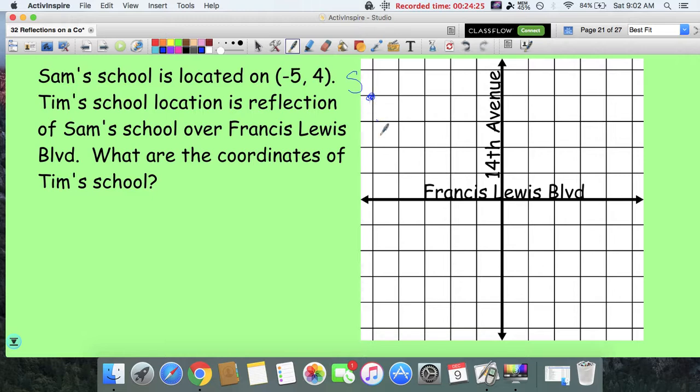So Tim's school is a reflection of Sam's school over Francis Lewis. So over Francis Lewis would be going over here, right? We're going to cross Francis Lewis to the other side, the same distance, 1, 2, 3, 4, 1, 2, 3, 4. It's going to land up here. So here is Tim's school, and his location is -5, 4. Oh, sorry, -5, -4. So we go -5, -4 all the way down. So sometimes it's easier to understand reflection if you have streets. You can actually understand what you're doing. It's on the other side of the avenue, the same number of blocks on the other side.